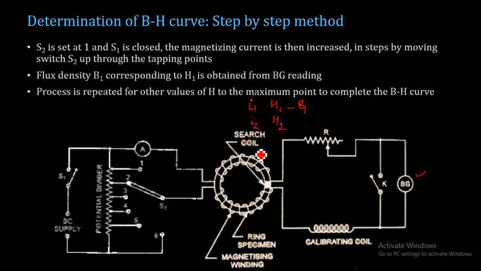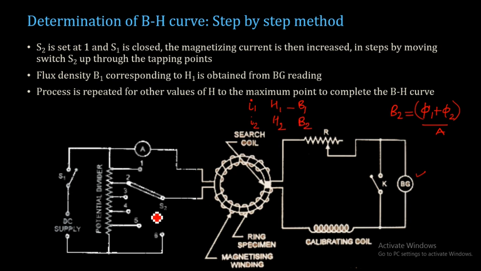Now once you move to H2, you will have a corresponding change in flux. Initially your flux was Φ1, now you will be getting another flux which is Φ2. The total flux corresponding to B2 will be Φ1 plus Φ2, because the ballistic galvanometer identifies the change in flux, which is Φ2 during this shift. Earlier you had identified Φ1. So Φ1 plus Φ2 divided by area gives the flux density B2.